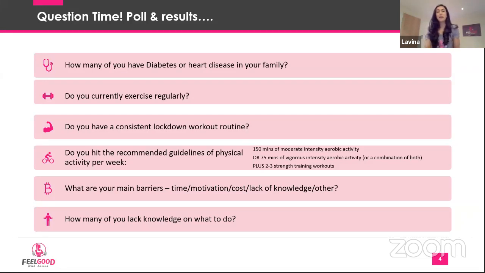I think I might have to fill out mine as well. So I will do this with you actually. Okay, I'm going to leave it to the attendees to view. Just some simple questions, just to make you think and just see whether exercise plays a part in your life at the moment or not.